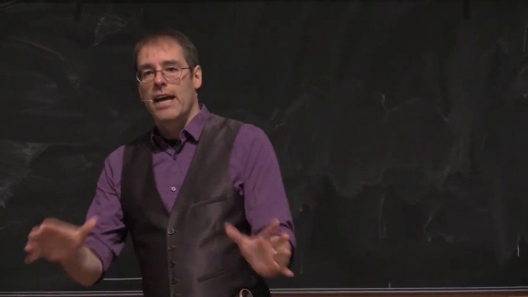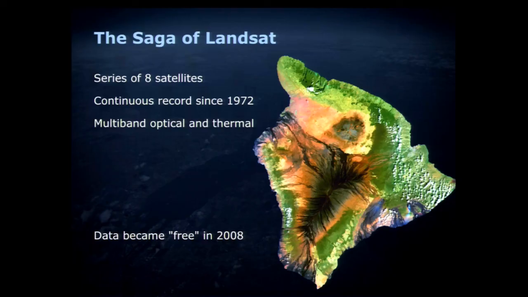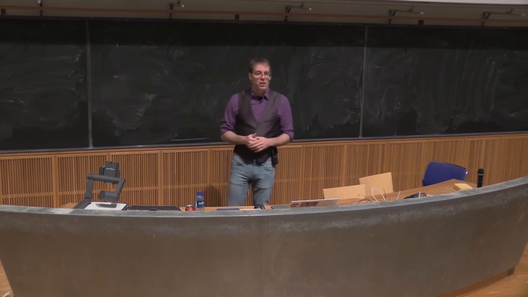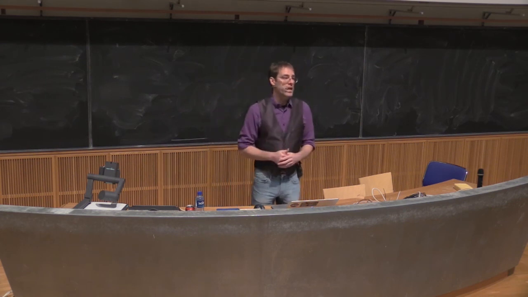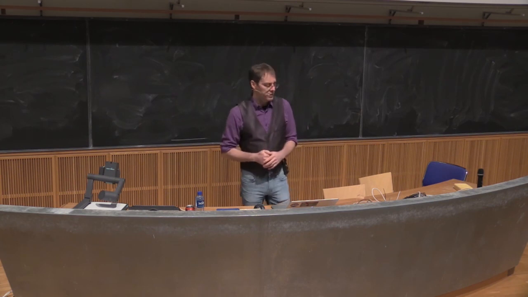I'm going to lay out what Earth Engine is and how it works through a series of stories. And the first story I'm going to relate to you is about the Landsat mission. Who doesn't know what Landsat is? Okay, all right. So in the 70s, the USGS and NASA launched an Earth-observing satellite called Landsat 1.